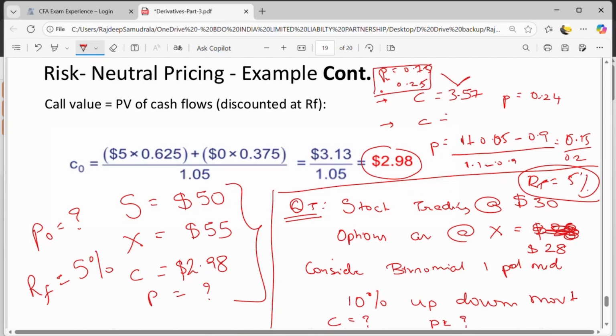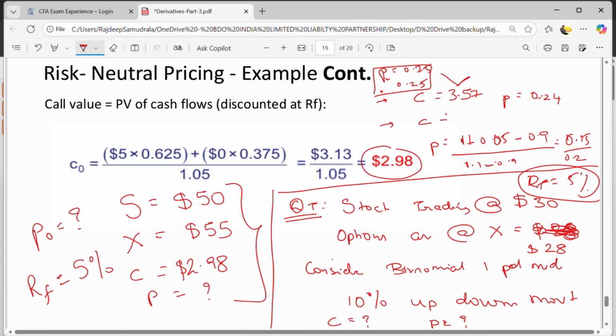If it goes up, it'll go to 33. If it goes down, it goes to 27. Correct? Now, at 33, your value is 5. At 27, your value is 0 for the call. If you want to do the put first, do the put. For the put, if it goes up, the put is anyway useless, but when it goes down, it's useful at $1, right?